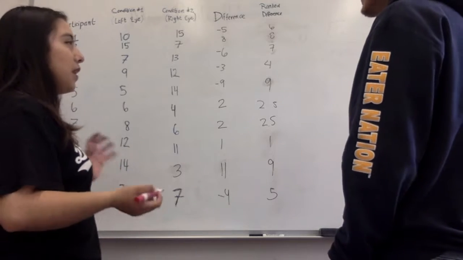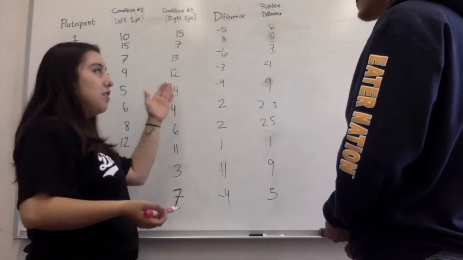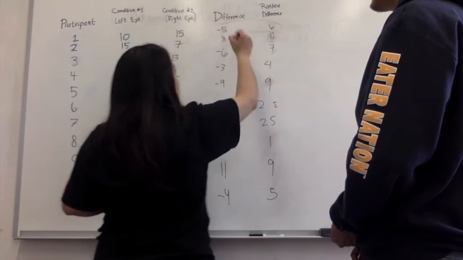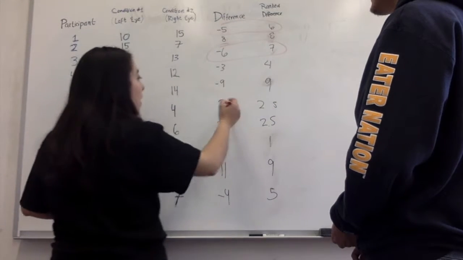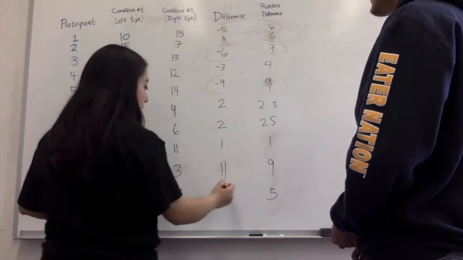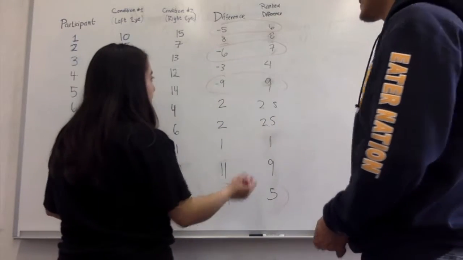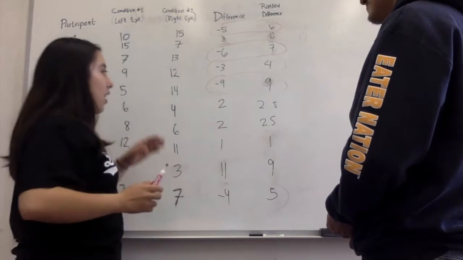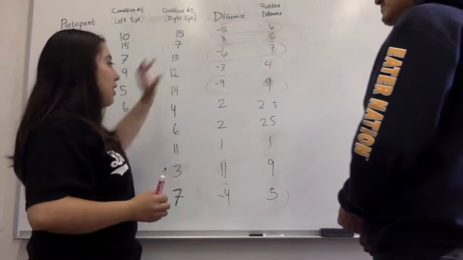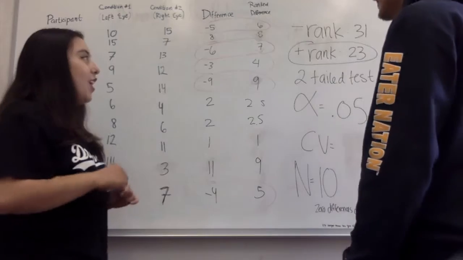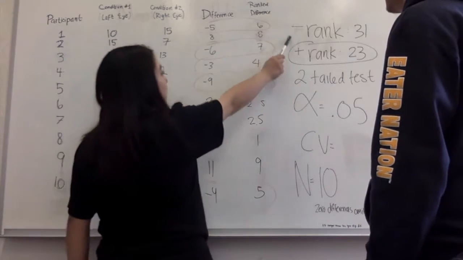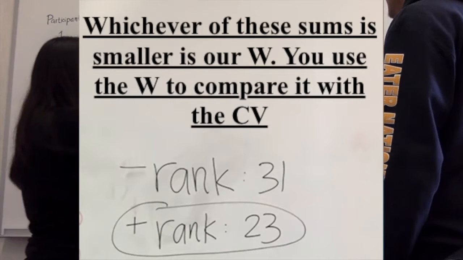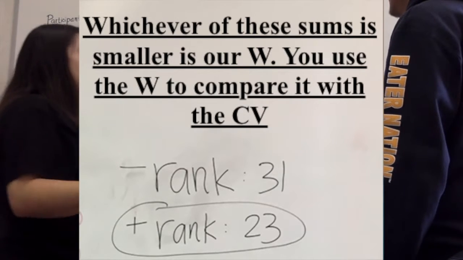Now we're going to add up the positives and the negatives. So negative 5 and 6, 6 and 7, this one and this one. We're going to add up these, the ones that belong to the negative, and then the ones that belong to the positive. So now we found our negative rank sum and our positive rank sum. We choose whichever has the smallest number, and our positive rank, which is 23, is the smallest.